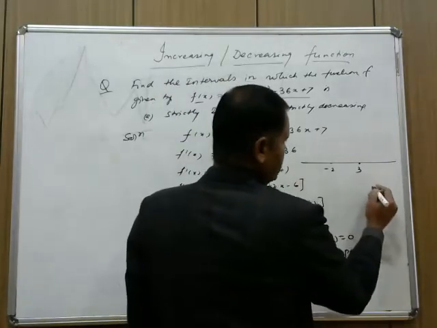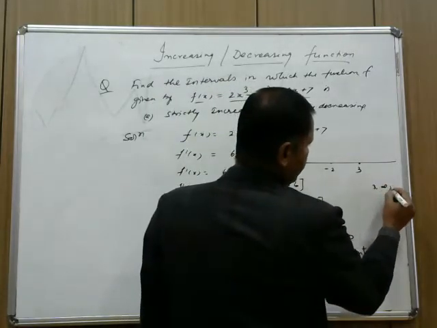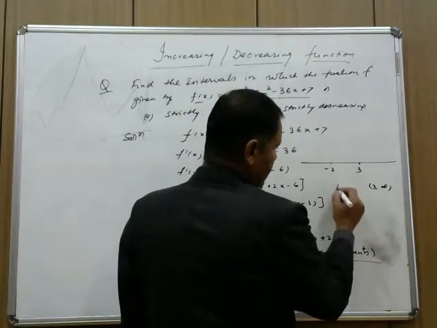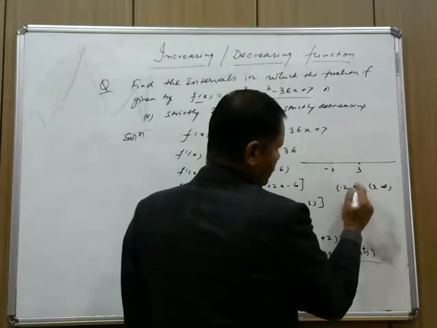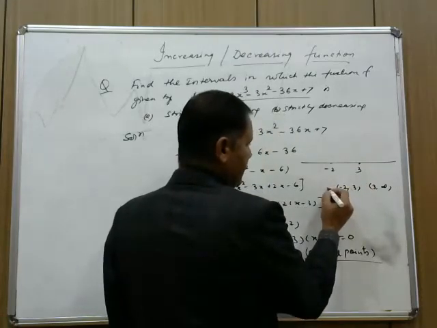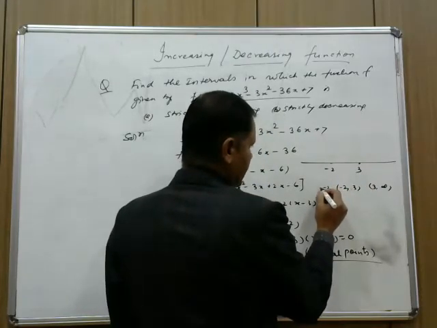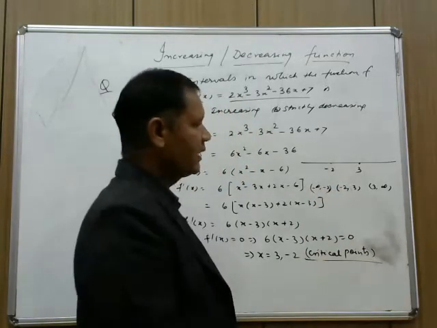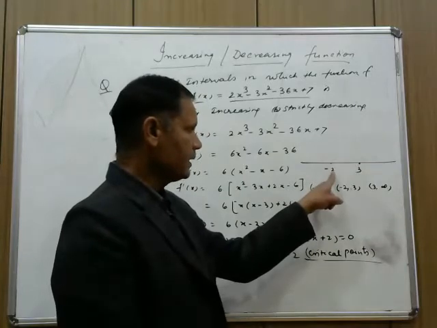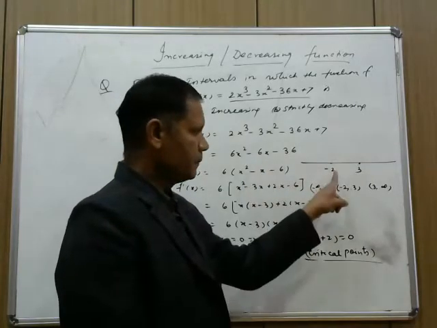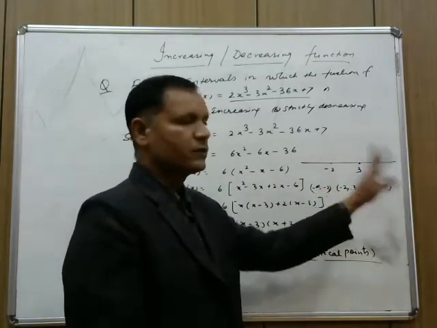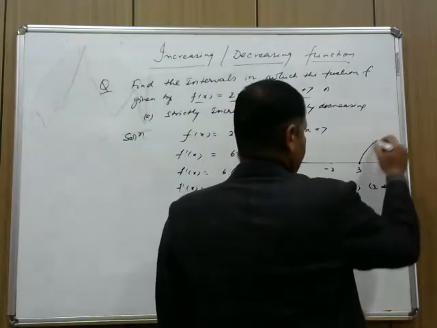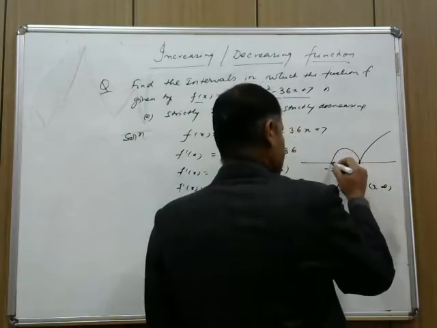One interval is what? 3 to infinity. This interval is minus 2 to 3. And this interval is what? Minus 2 to minus infinity. That means there are three intervals: minus 2 to minus infinity, minus 2 to 3, and 3 to infinity. Right? Mark it like this. This interval, this interval, and this interval.